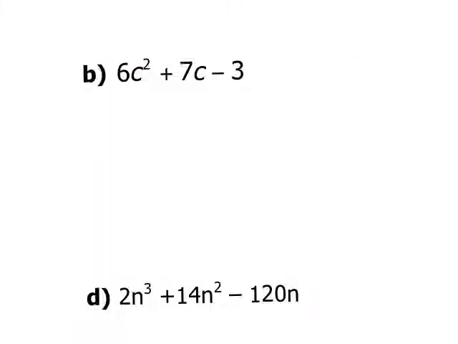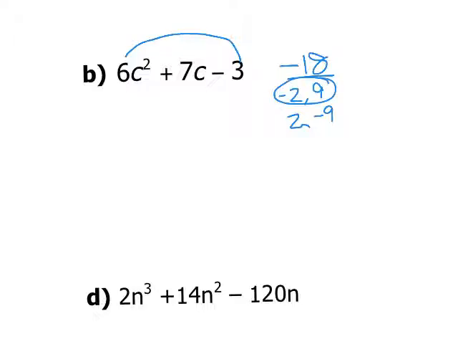Okay, guys. All right. So does B have a GCF? No. So I start by multiplying A times C. So 6 times negative 3 is negative 18. I want factors of that that add to 7. So 1 and 18 are not going to work. Negative 2 and 9 or 2 and negative 9. 2 and negative 9 works, right? So that goes straight into my parentheses. C minus 2, C plus 9.